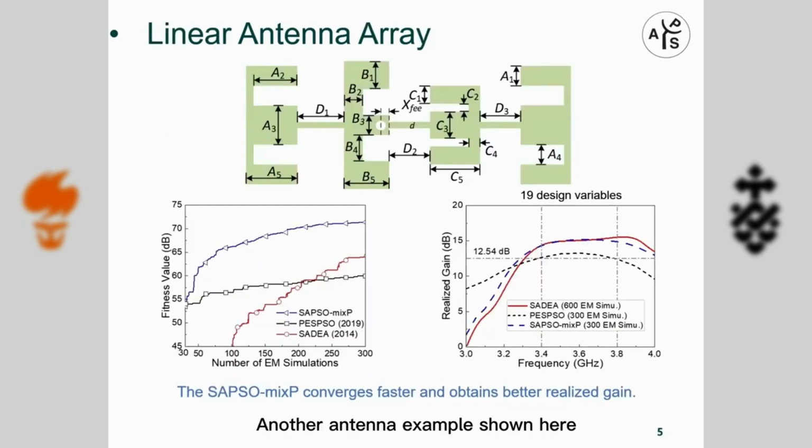Another antenna example shown here is also optimized by the proposed algorithm. The design objective is to maximize the in-band realized gain. It's obvious that the convergence speed of the SAPSO with MaxP is faster than that of all the other algorithms. Better realized gain performance is also achieved.